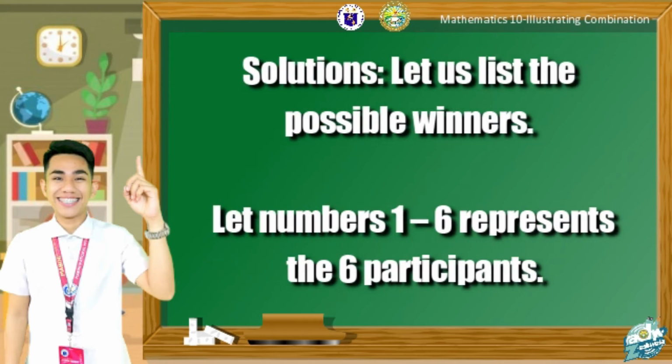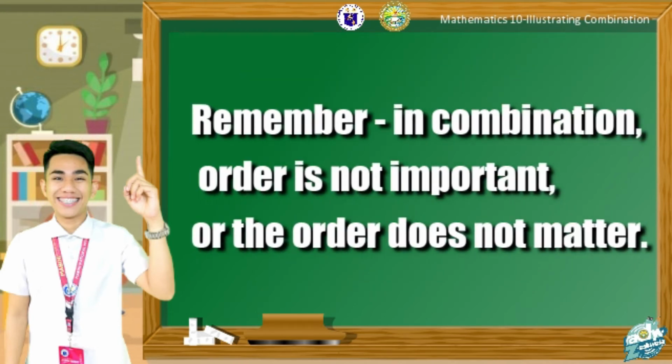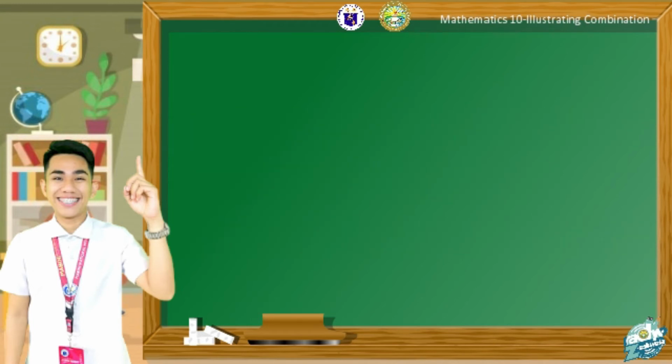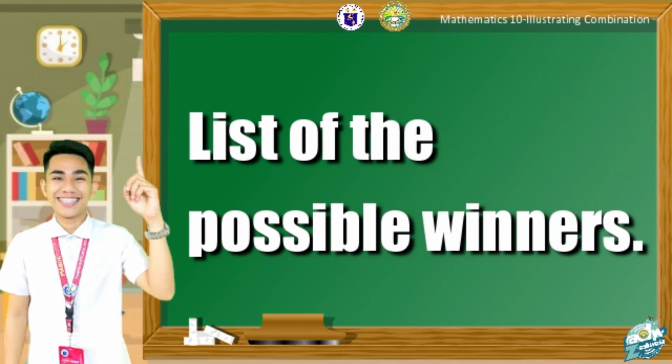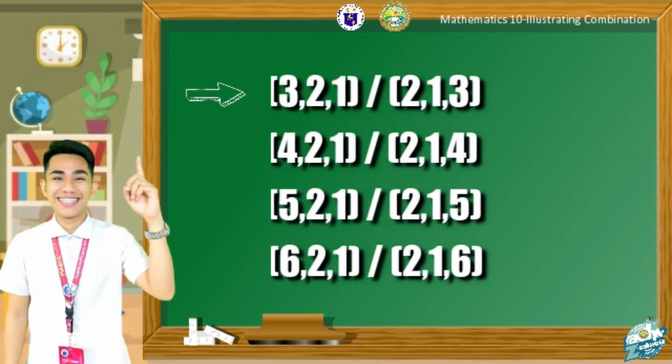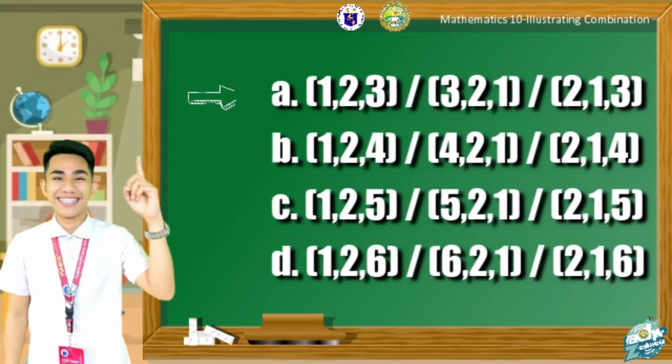Solutions. Let us list the possible winners. Let numbers 1, 2, 3, 4, 5, and 6 represent the 6 participants. Remember, in combination, order is not important, or the order does not matter. So here is the list of the possible winners. Letter A. It could be 1, 2, 3, or 3, 2, 1, or 2, 1, 3. Letter B. It could be 1, 2, 4, or 4, 2, 1, or 2, 1, 4.